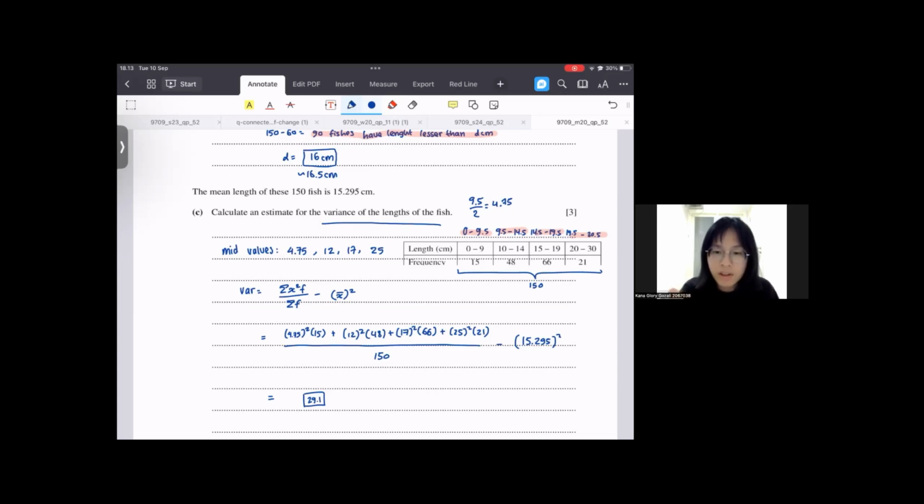Since we're already given the mean, we can use the formula for variance, which is sigma x squared times frequency out of sigma frequency, minus mean squared. That gives us 4.75 squared times 15 plus 12 squared times 48 plus 17 squared times 66 plus 25 squared times 21, out of 150, which is the total frequency, minus 15.295 squared, which is the mean squared. And that gives us a result of 29.1.